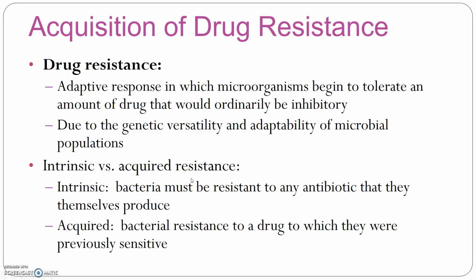So there are really two types of resistance that can occur. Intrinsic would be where bacteria must be resistant to an antibiotic that they themselves produce. This kind of makes sense because if they're going to produce that antibiotic, it shouldn't kill them. So the intrinsic is there, it's a natural response so that they're able to produce this antibiotic but not kill themselves in the process. Acquired is something that takes time. This is where the bacterial resistance to the drug takes over in a population, but previously the microbe would have been sensitive or killed off by that drug.